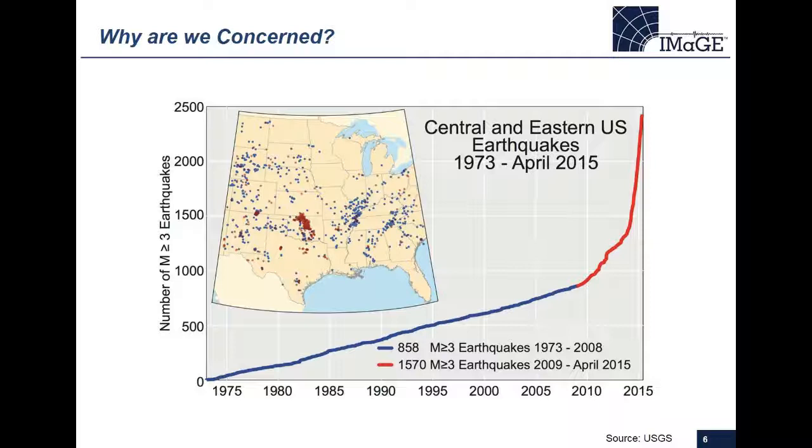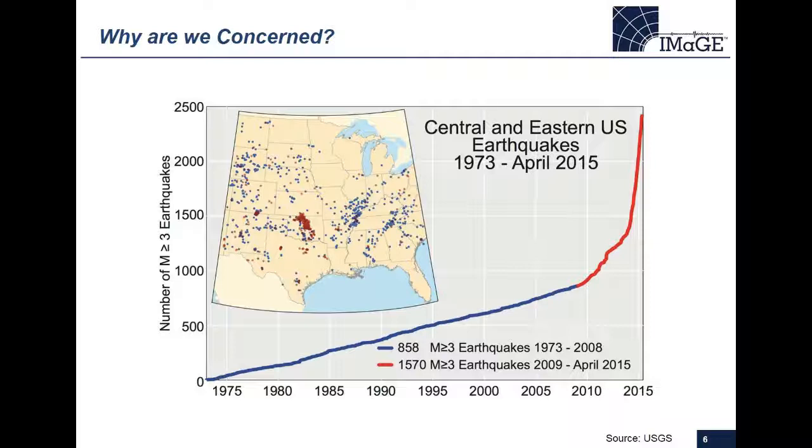And looking at the map, these were scattered throughout the central and eastern United States. So it wasn't really heavily confined to one area. There were a couple areas with more than others, but in general it was all over the place. But since 2008 or 9, the number of earthquakes per year has grown exponentially to the point now that we're getting 500 or 600 earthquakes per year of magnitude 3 or greater in this area.